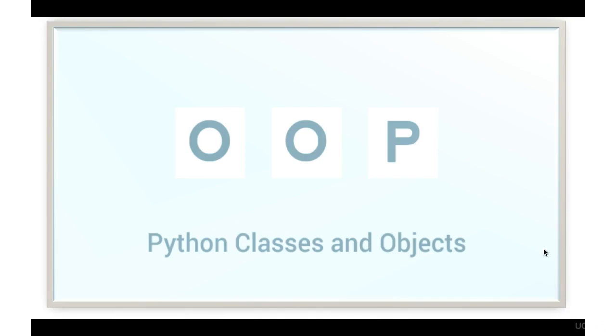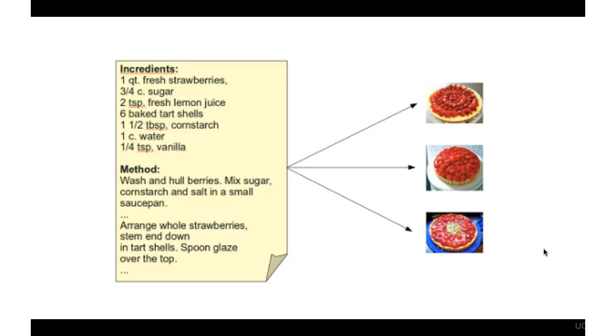Now let's take another example to understand classes and objects. Here we have two things. On the left hand side we have a recipe to bake a cake, and on the right hand side we have some cakes. As we know, a recipe is needed to bake a cake, so this recipe is called a class and the cake is called an object.